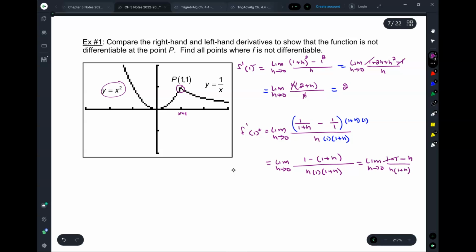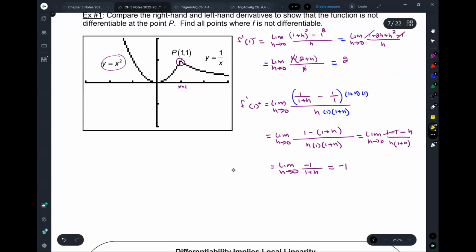Okay, so this goes away. Limit as h approaches 0, negative 1 over 1 plus h. When we plug in 0, we get negative 1. Okay, so look at what happened. The slopes are different from both sides. We could have seen that visually, but that's not math, right? Seeing it isn't enough. You have to show it mathematically.